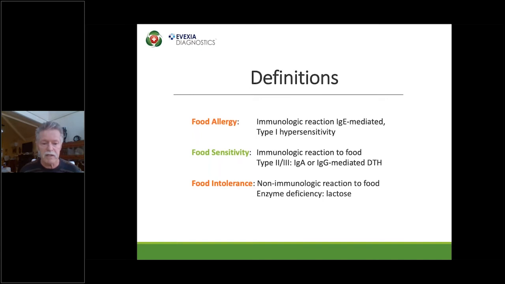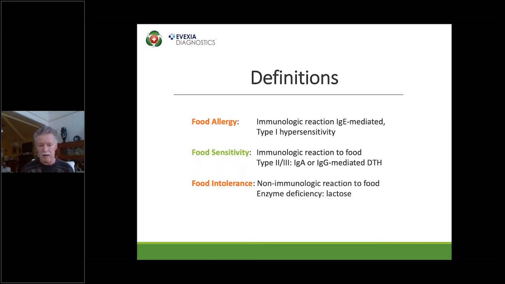So, a few definitions. Of course, food allergy is a type 1 IgE-mediated immediate reaction. Very often people, much like my wife, need an EpiPen if exposed to certain things like latex, shellfish, other types of antigens, nuts. These can be pretty severe in certain individuals. We'll be talking about food sensitivity, and again, it's an immunologic reaction. That's part of the acquired immune system, and it's a type 2, type 3, generated by IgA or IgG-mediated delayed type hypersensitivity. And we're going to focus on IgG-mediated DTH tonight.